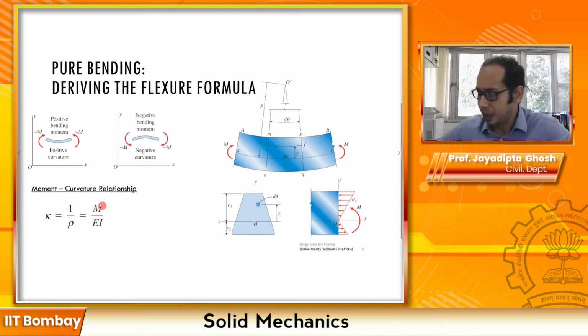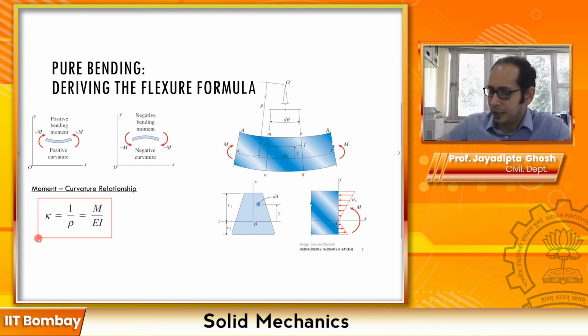And this is the relationship again rewritten over here. This is what we just wrote in the previous page, that remember, this is our positive convention for the moment and the curvature, and the negative convention for the moment and the curvature. And it also tallies, if you see, right?